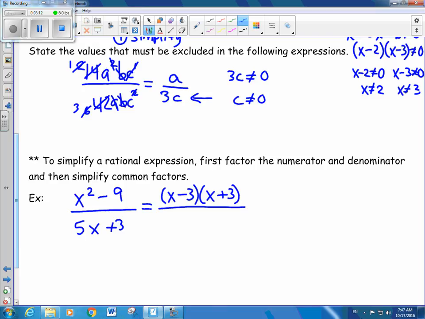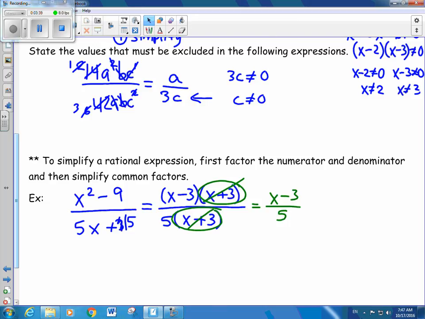And at the bottom, here it's not a 3, it's a 15. So at the bottom, we need to factor. So there's a 5. 5x divided by 5 is x, plus 15 divided by 5 is 3. And here, you can see that it's the same expression up and down, so we can cancel out. So we're going to end up with x minus 3 over 5.